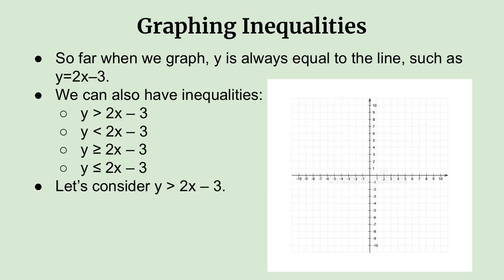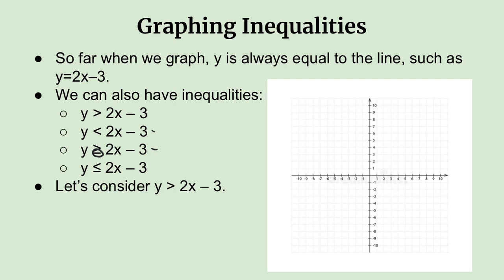When we're graphing inequalities, we're going to be looking at more than just one answer or one line. So normally we've been doing y equals 2x minus 3. Now we've got all these different inequalities. Y is greater than 2x minus 3. Y is less than 2x minus 3. Y is greater than or equal to. Remember, this little line below the inequality means equal to 2x minus 3. Y is less than or equal to 2x minus 3.